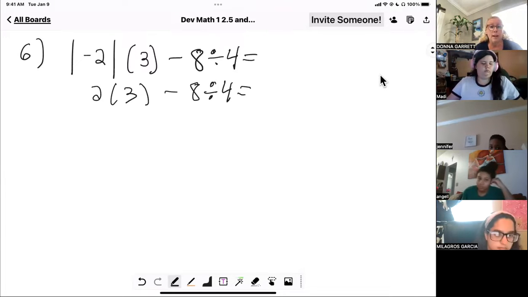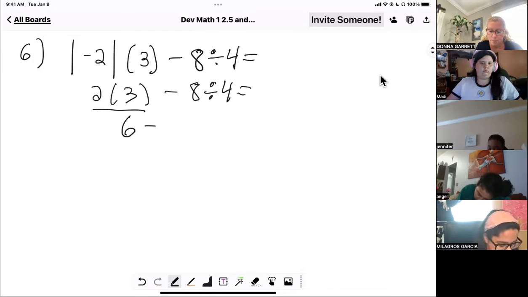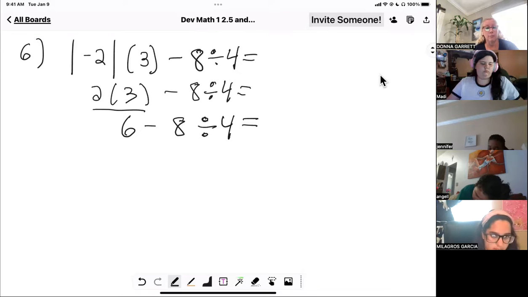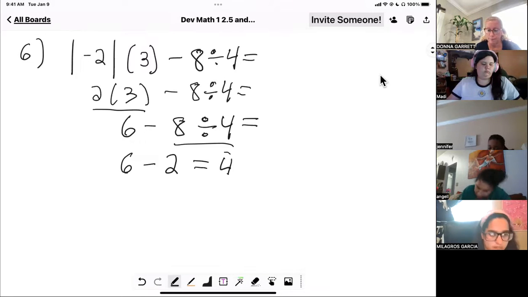And now it looks like we have multiplying because that came first. 3 times 2 is 6, minus 8 divided by 4. And this is where you got to be really, really careful because some of you are going to want to subtract 6 and 8, and you can't because dividing is sitting right there. That has to come before subtraction. So 8 divided by 4 is 2. And then 6 minus 2 is 4.